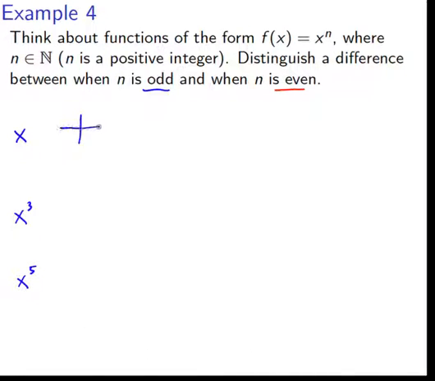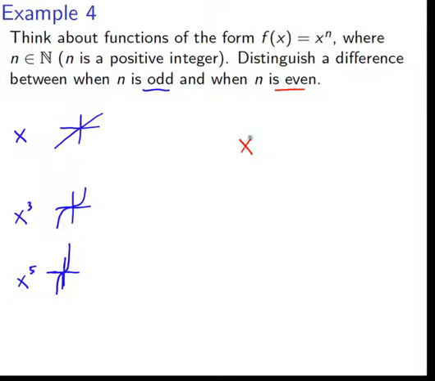So x, we know what x looks like. It's just like that. X cubed, it blows out pretty quickly. X to the 5th, it blows out even faster, right? By the time it makes it to 2, it's at 2, 4, 8, 16, 32 height. So by the time x to the 5th has an input of 2, it's getting an output of 32. So it blows out really fast. Really fast. Let's compare some even ones.